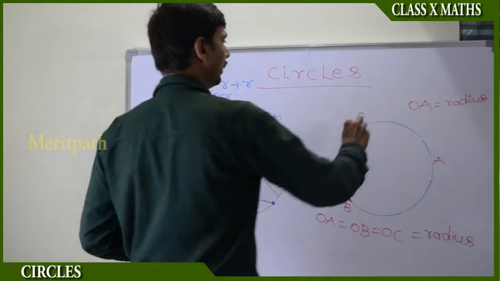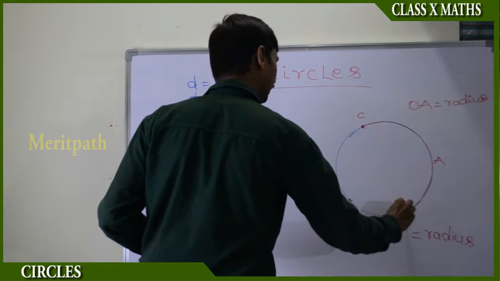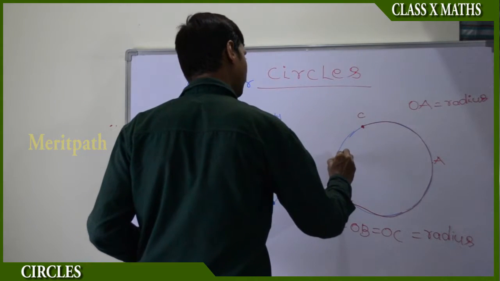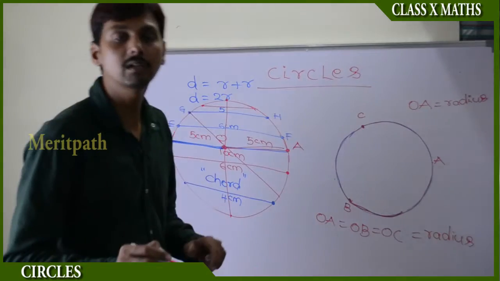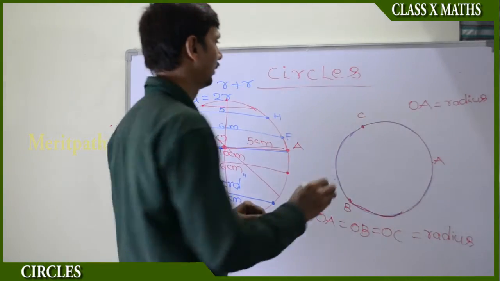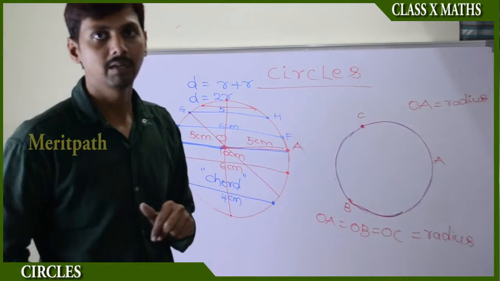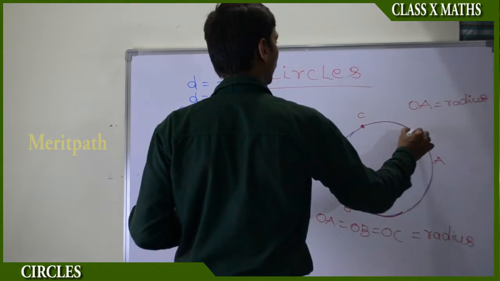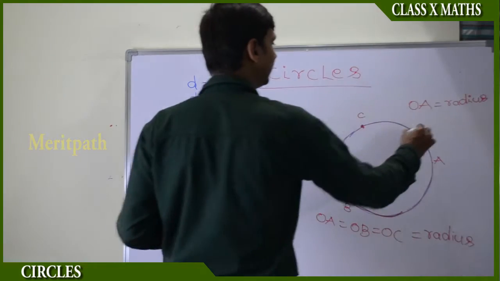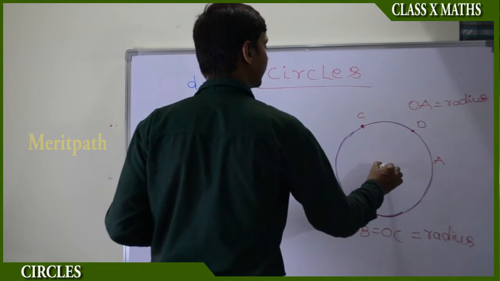From this point, if you rotate along with the circle to that particular point, this is called the circumference of the circle. From this point we have taken any other point D, and this point is called the center of the circle.